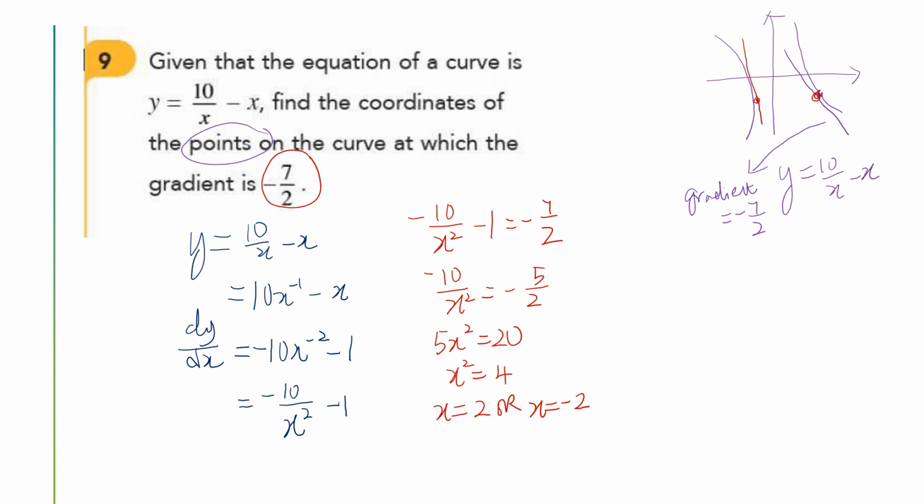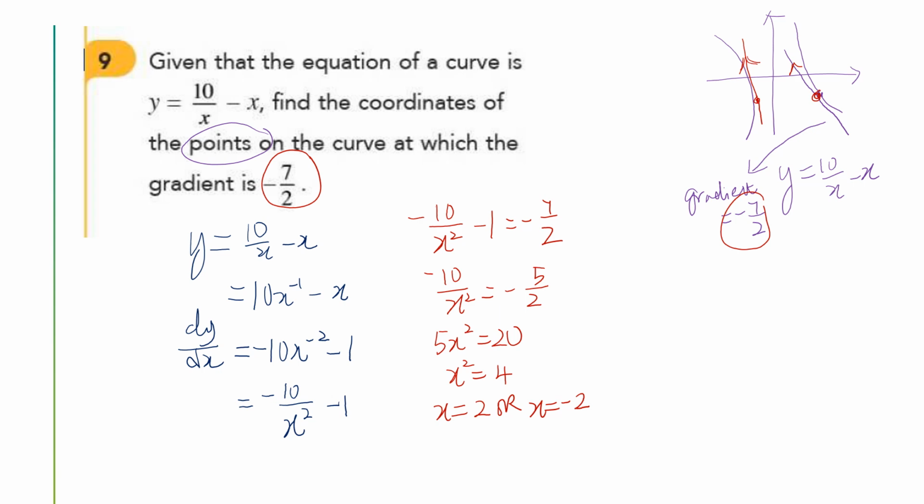And of course, my diagram is not drawn to scale. These two tangents are supposed to be parallel to each other because they're supposed to have the same gradient, negative 7 over 2. Alright, so the two lines are supposed to be parallel. So let me say again that my diagram is not drawn to scale.